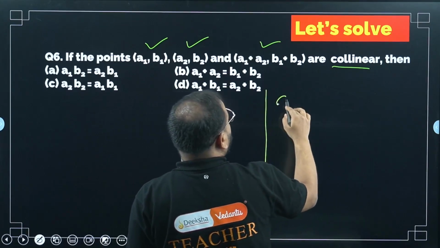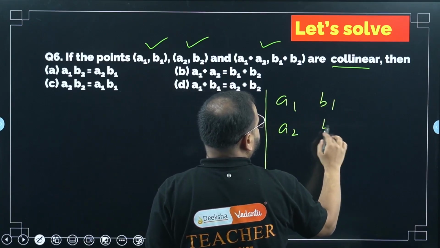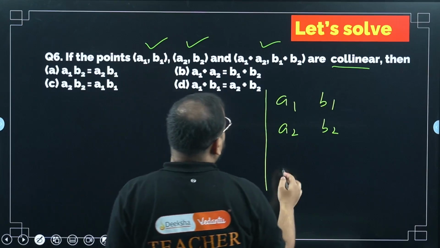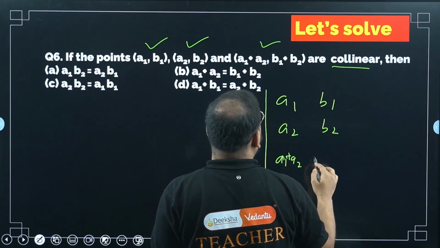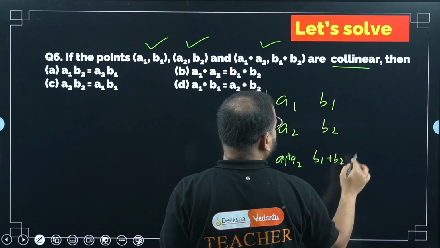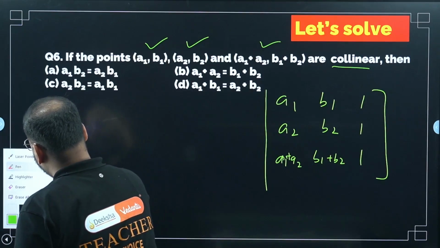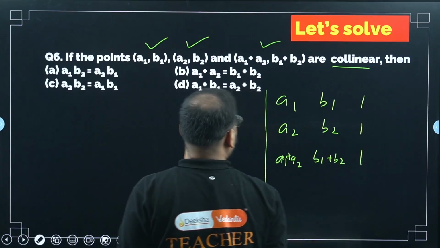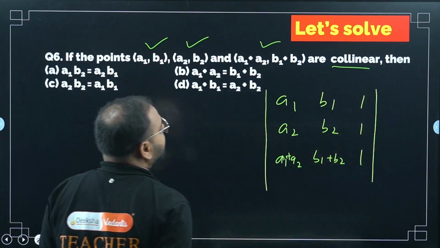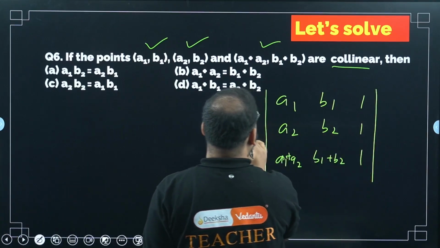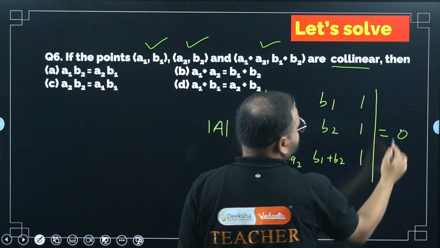So first one is A1, B1. Next is A2, B2. Next is A1 plus A2, and B1 plus B2, and this is 1, 1, 1. Not the matrix, the determinant. Collinear means this: if this is matrix A, then determinant A is given equal to 0.